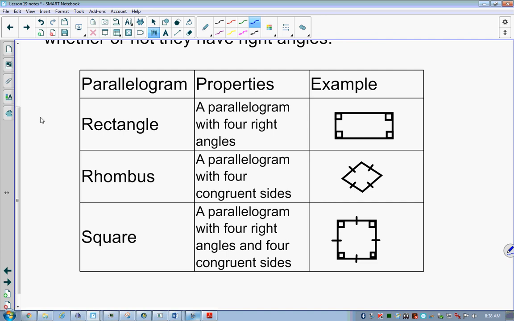But rectangles involve a much broader sense. Rhombuses involve a much broader group. But a square is something very specific. Okay, does that make sense? So not everything is a square. All right.